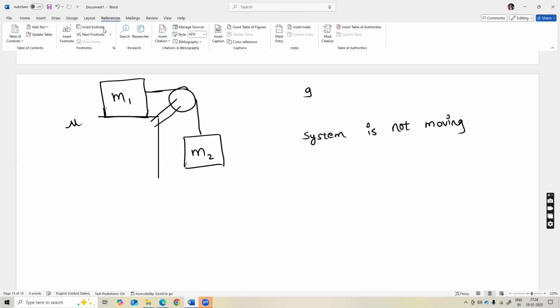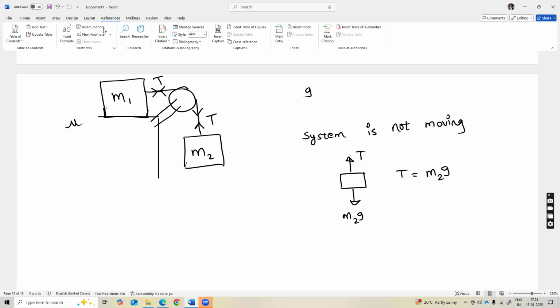So this system is not moving. In this case, if you consider the free body diagram of this mass, let's say mass 2, since it is not moving, let's say T is the tension in this string, and M2G will be the weight acting downwards. So T will be equal to M2G.